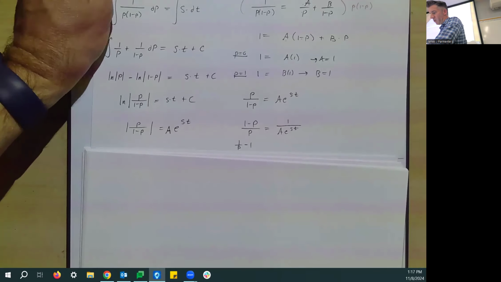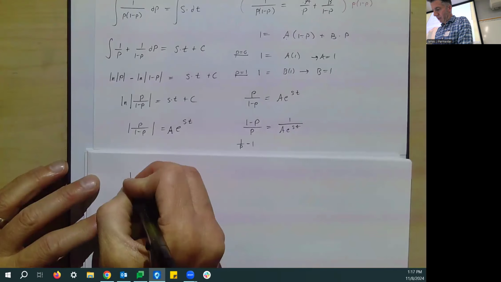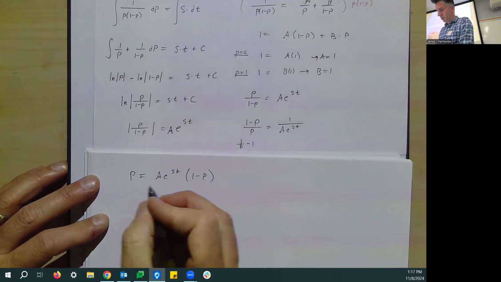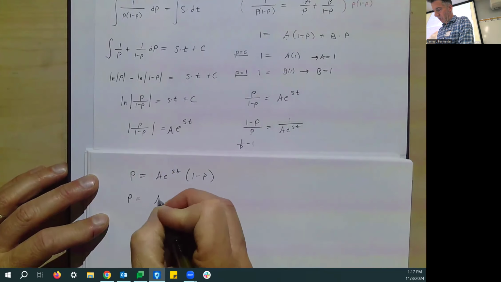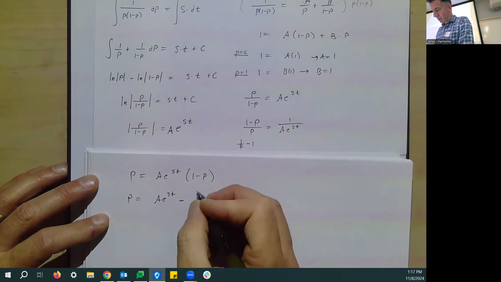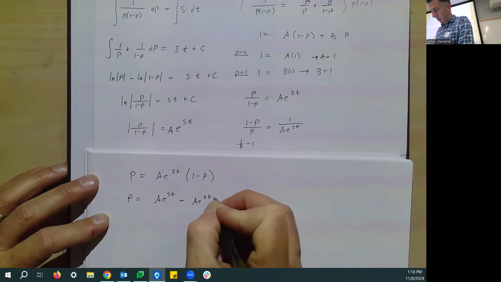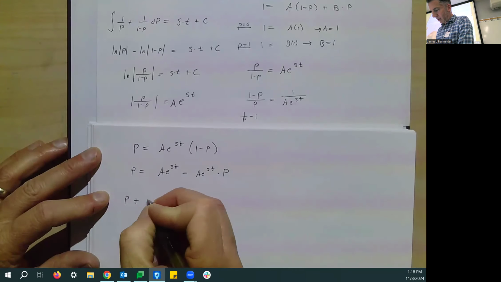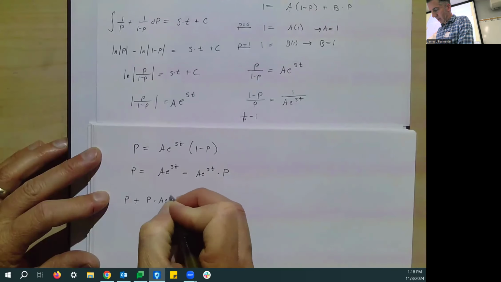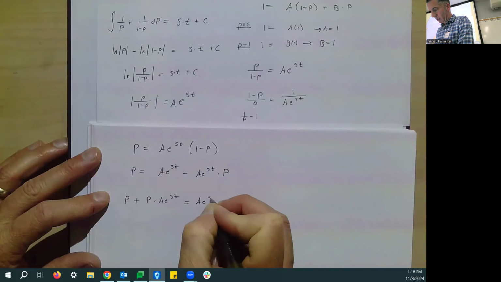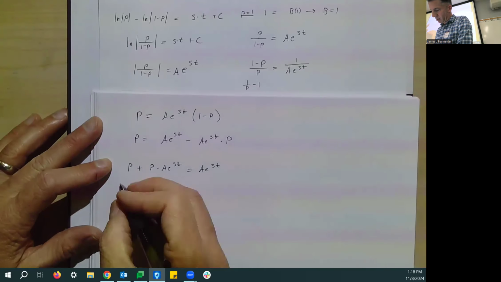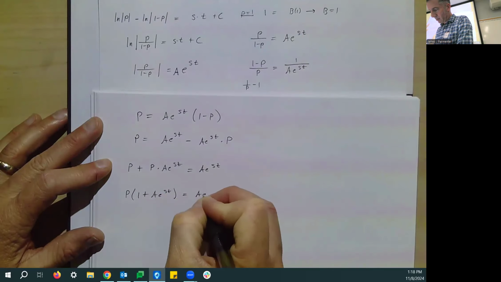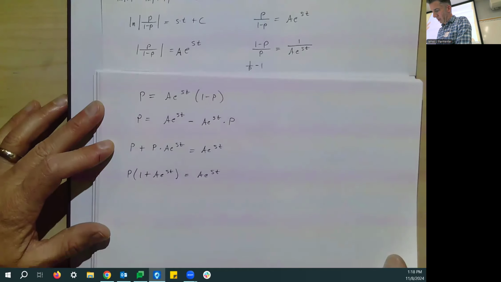I'm going to do it the way I like, which is instead say that P equals A e to the st times 1 minus P, distribute, get P equal to A e to the st minus A e to the st times P, bring that over here. P plus P times A e to the st is equal to A e to the st. Factor out a P. And finally, solve for P.